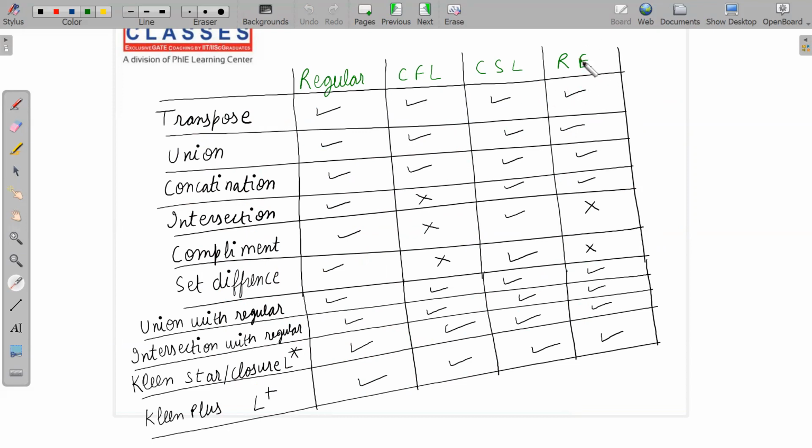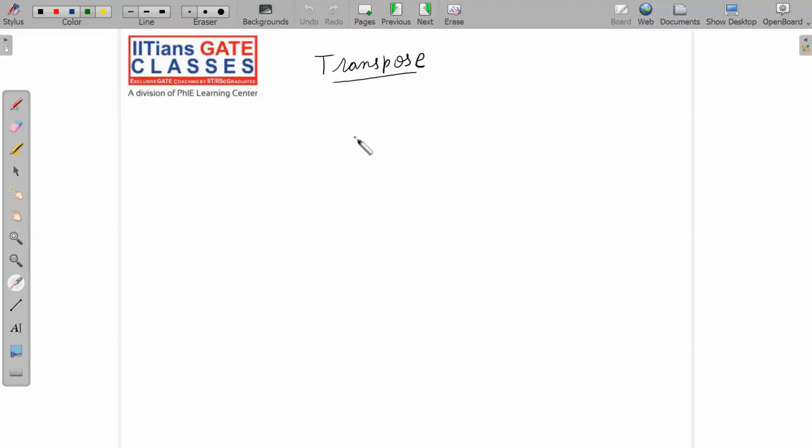So in chapter 3, I will try to prove why RE languages, or recursively enumerable languages, are closed under these operations. But the CSL formal proof is not in your syllabus, so don't worry about it. But I will give you at least some hint about how we can prove it. So this is the summary of today's class. Let me now give you an idea about each and every operation: what exactly transpose means, what union means, concatenation, intersection, and so on. Let me give you some idea. Let's move to the next slide.